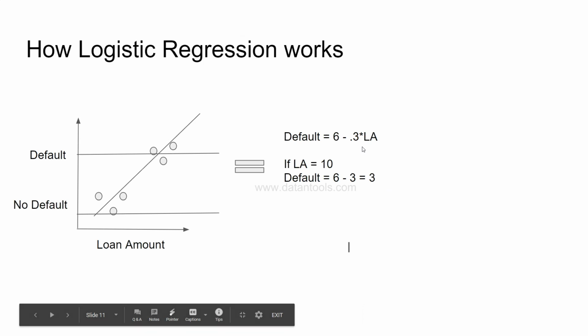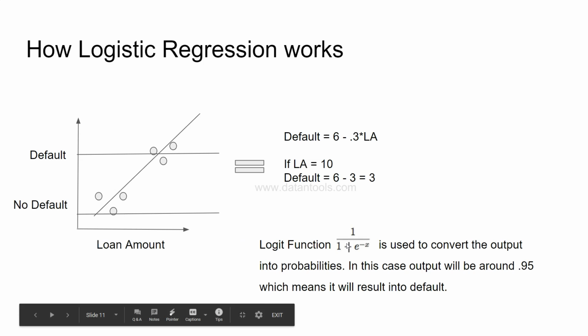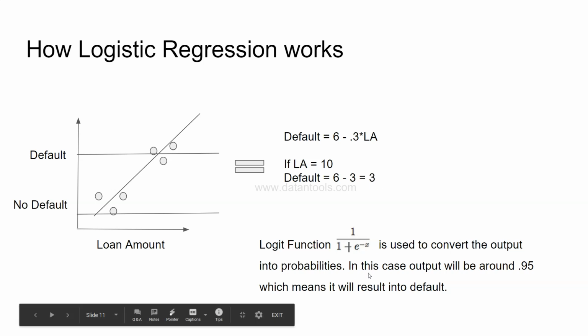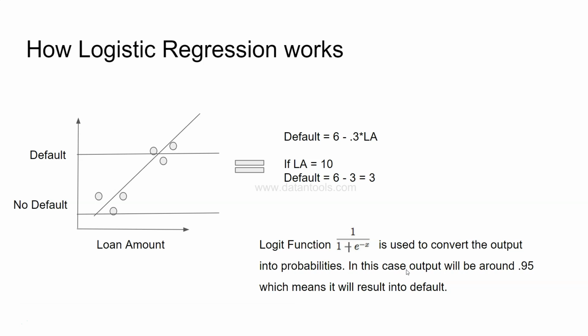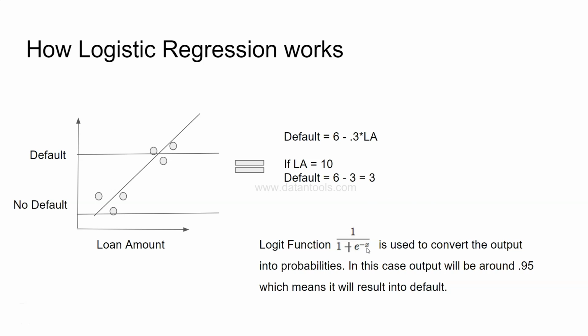Based on this equation, now we are going to use the logit function, which is 1 divided by 1 plus e to the power minus x. It is used to convert this output into a probability, and we call it the logit function. In this case, the output will be around 0.95 when we substitute 3 in minus x, which will result in the default.